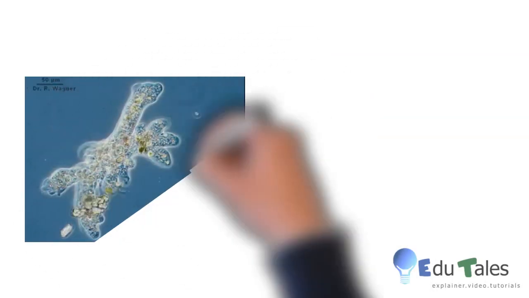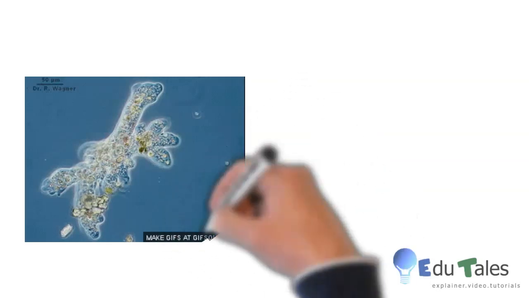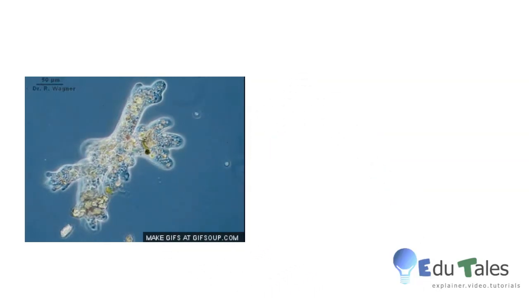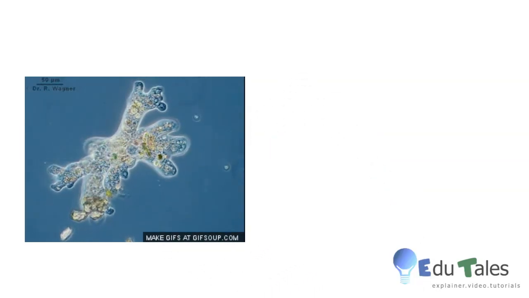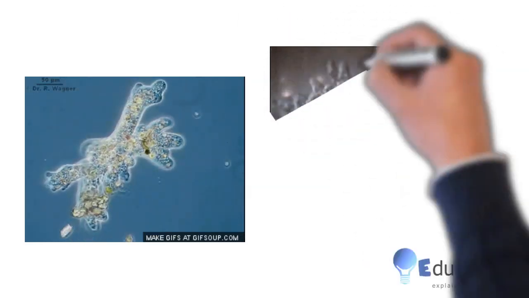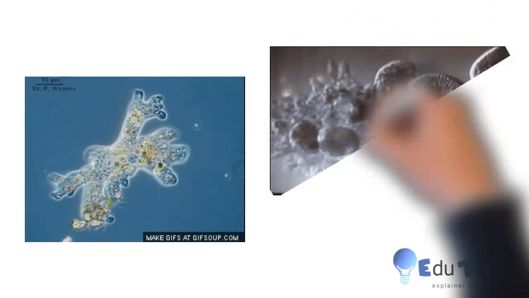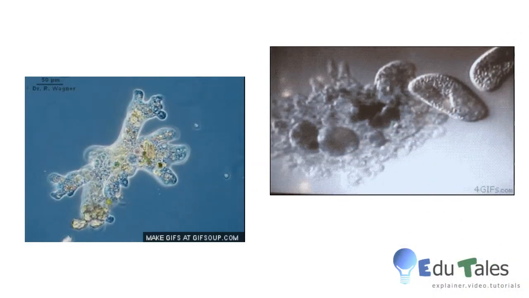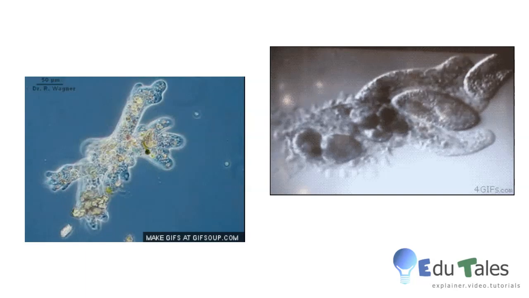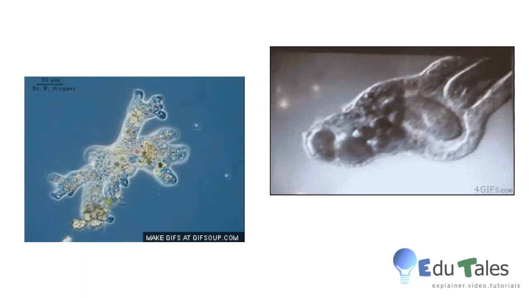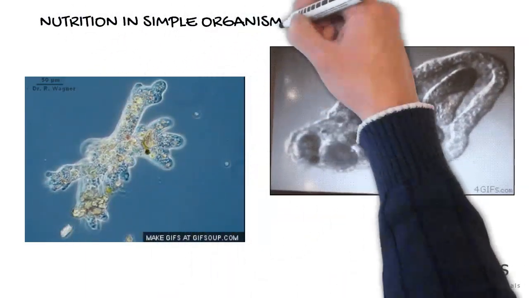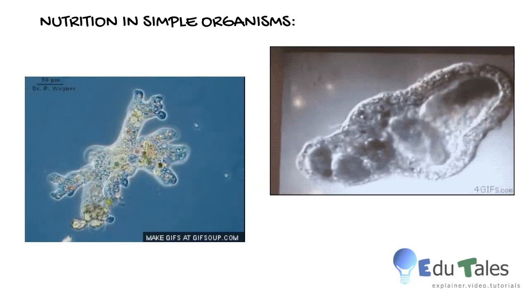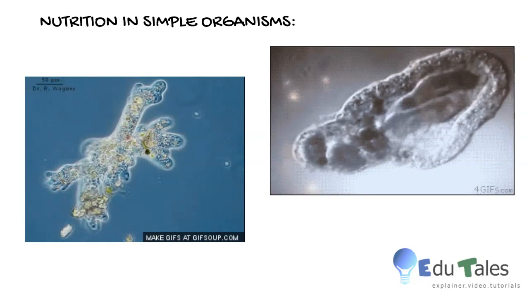Now, let us see nutrition in simple organisms as for example amoeba and paramecium. First, this is amoeba. Let us see two GIFs. Here, first you can see that finger-like projections are arising. These are known as pseudopodia. And in second, they are engulfing the food and forming the food vacuole. Here, they are engulfing paramecium. So, amoeba can engulf paramecium.